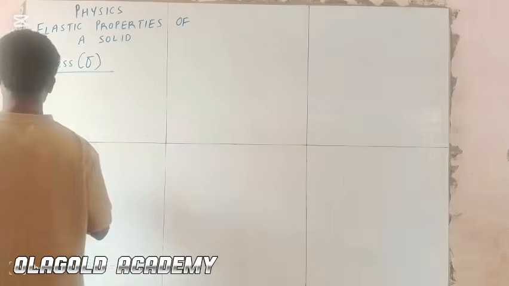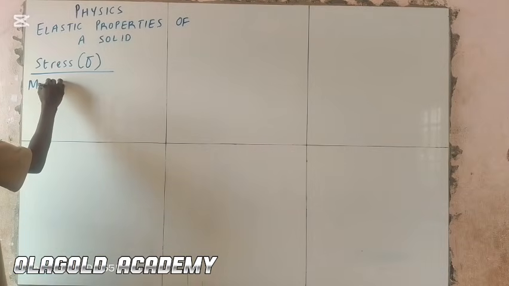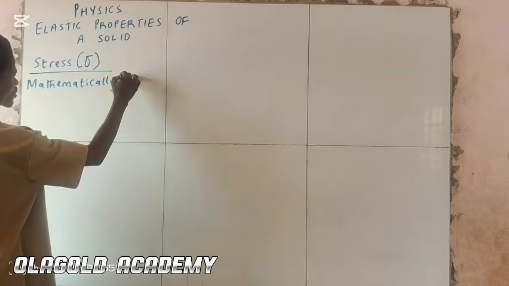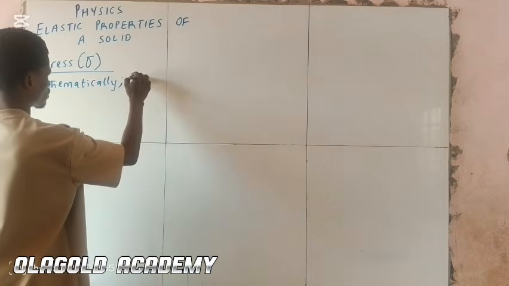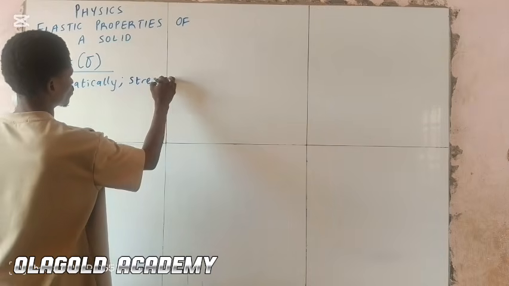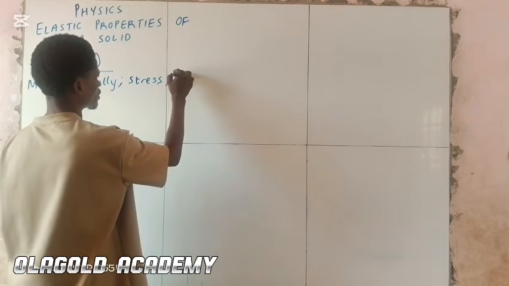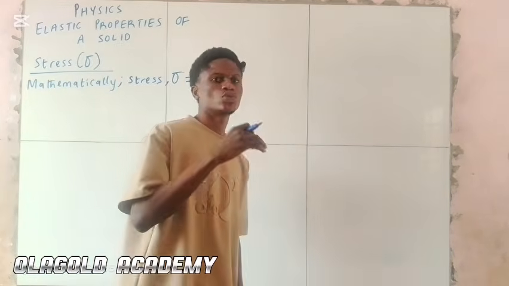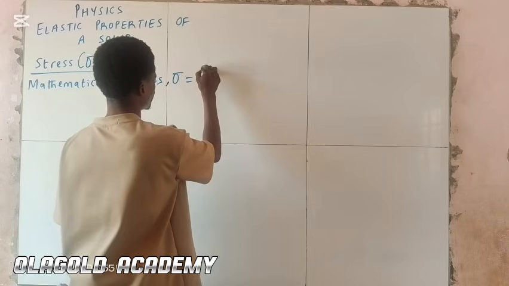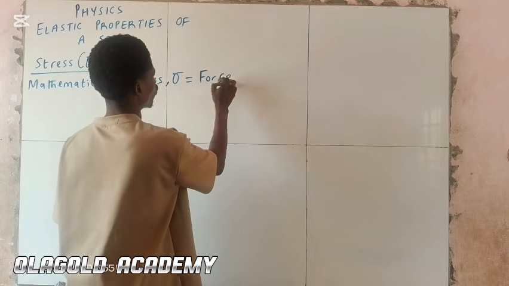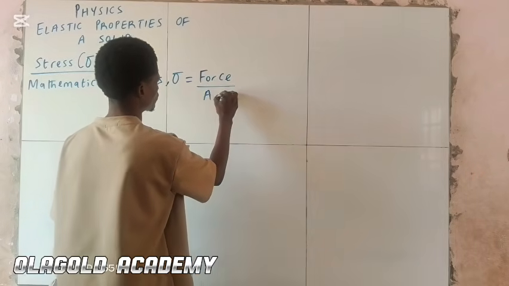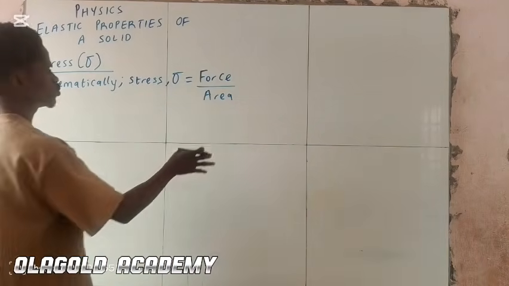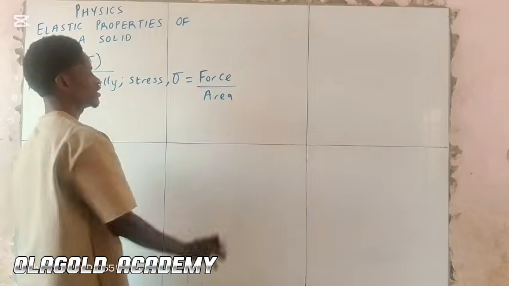Alright, mathematically, we are saying that stress, which has a symbol of sigma, is equal to the ratio of force to area. So we are expressing force over area. This is the expression for stress, the ratio of force to area.